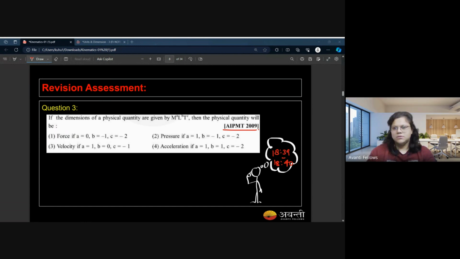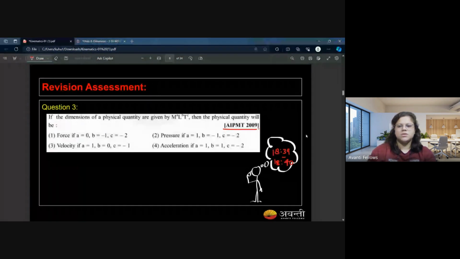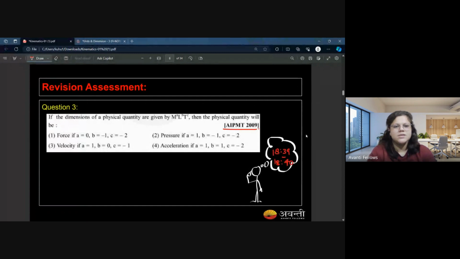Is it done? I got 6 votes. That would be cool. I'm ending the poll over here, and let's solve this question. The question says, if the dimension of a physical quantity are given by M raised to the power A, L raised to the power B, T raised to the power C, then the physical quantity will be.